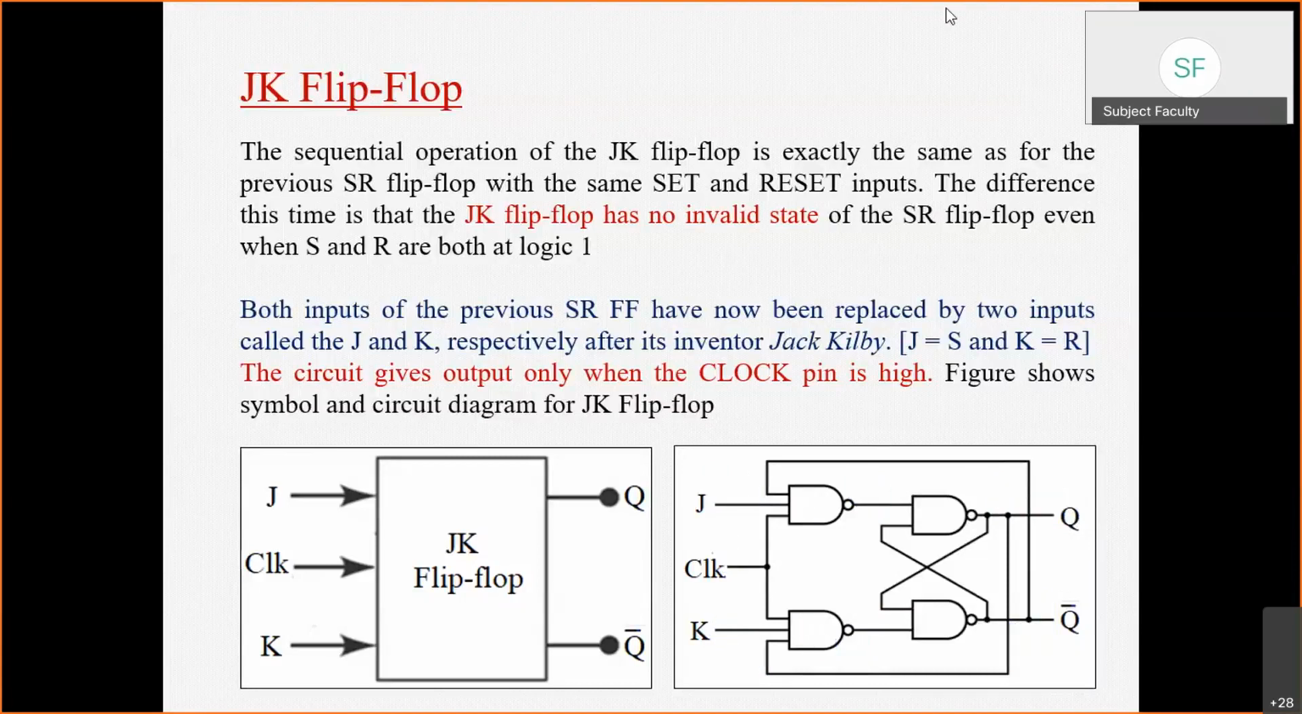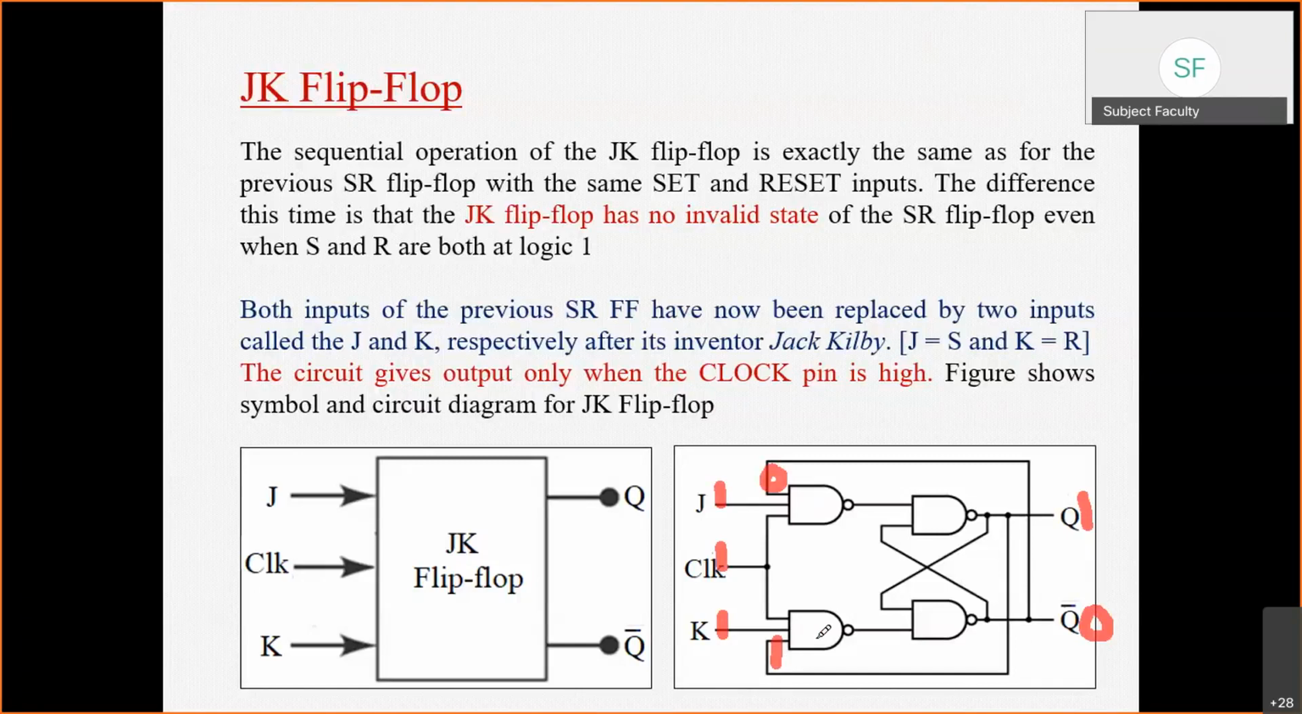I will again do the same changes. So again we are still discussing the final case, that is when J equals 1 and K equals 1. Now in this case, we will assume Q is initially 1 and Q bar is initially 0. So this Q bar is one of the inputs to this NAND gate. It will be 0. And this one is one of the inputs to the lower 3 input NAND gate, that will be 1.